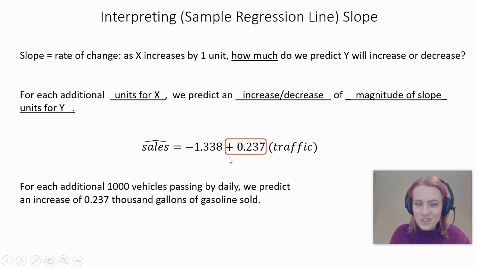With the gas station example, since X was traffic and Y was sales, we said that for each additional +1 in traffic, now traffic was in thousands of vehicles, so for each 1,000 more vehicles passing by, we expected an increase because the slope was positive, and specifically an increase of 0.237 thousand gallons of gas. So that sample slope is a point estimate for the population slope.